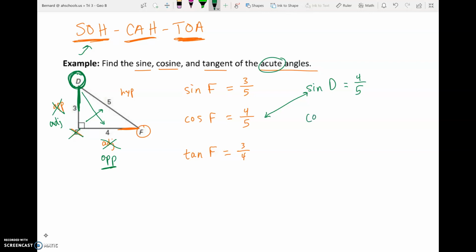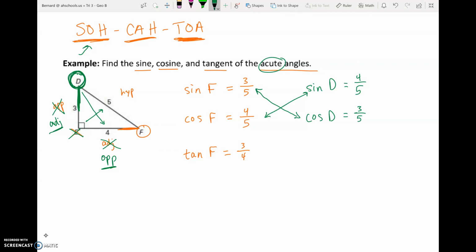Now let's look at the cosine of D. Cosine is adjacent over hypotenuse. And so from D, adjacent is 3, hypotenuse is still 5, so this is 3 over 5. And once again, we've got the same fraction with a different trig function as we've changed our angle of reference.